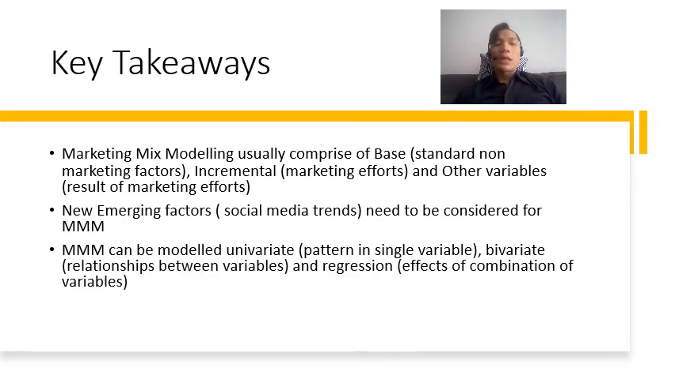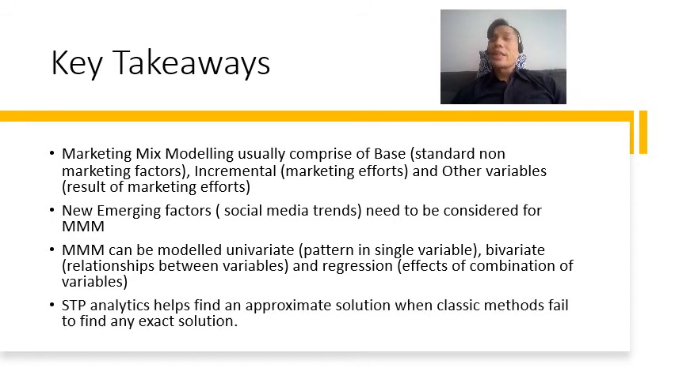Marketing mix modeling can be modeled using univariate patterns in a single variable, and also bivariate relationships between the variables, and regression, which is a combination of these variables together. And then finally, if we understand STP, we can use STP analytics to help us find an approximate solution when the classical methods like regression fail to find any exact solution that we want.